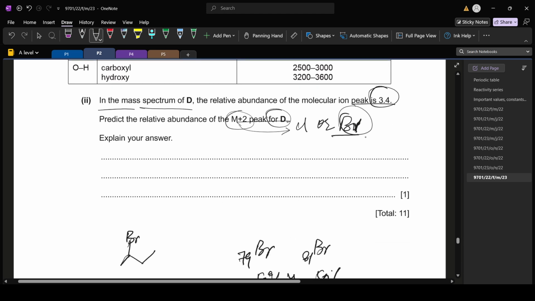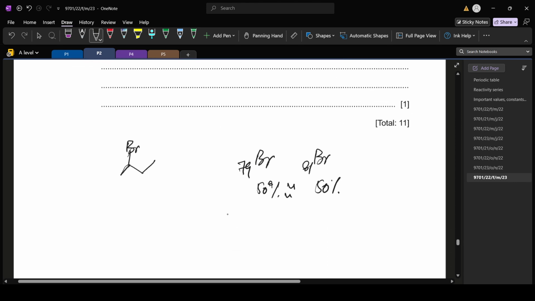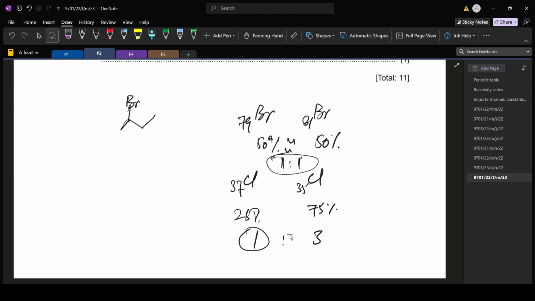Because the abundance of Br is 50:50. But you also have to remember that for chlorine 35 and chlorine 37, the percentages are 75 and 25, so they are in a 3:1 ratio. But bromine isotopes are in 1:1, so they will have the same abundance.